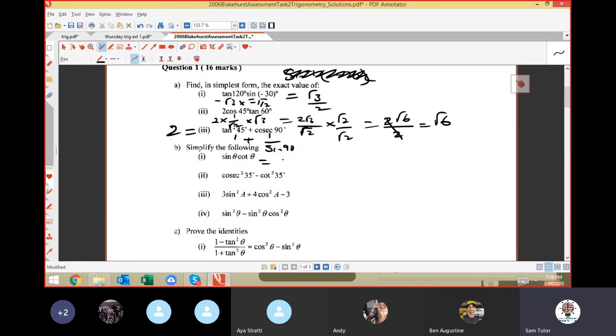That would equal sine theta times cos theta on sine theta, which is sine theta cos theta on sine theta. Then you would just cancel the sine, which gives you cos theta. Good. Thank you.